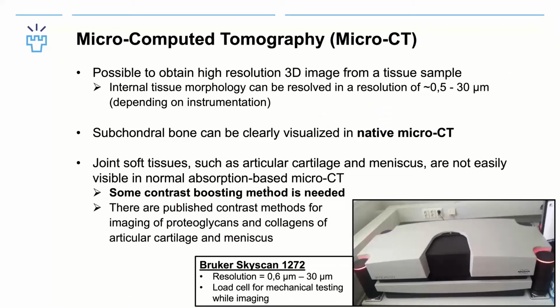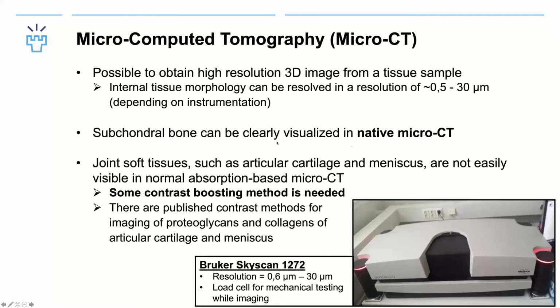So these two techniques are the ones that we have been using for 2D analysis. Again, as I said, we have used sample sections, so basically we look only at one section at a time. So it's a 2D technique. But micro-CT is a technique that you can use to obtain high-resolution 3D images from a tissue sample, and you can do it with fairly good resolution also. With the current devices on the market, you can go below one micrometer.